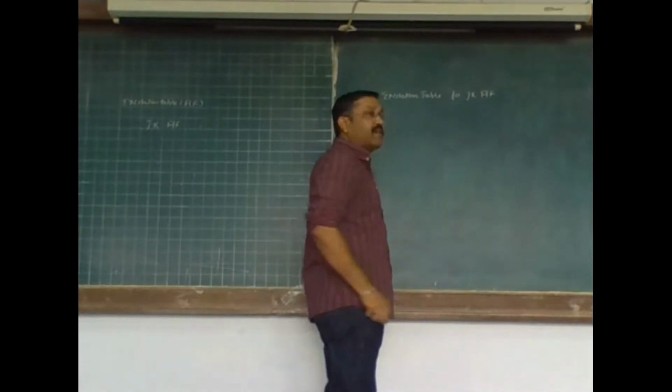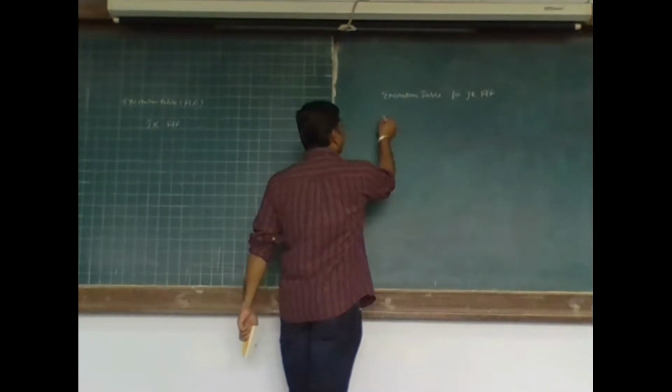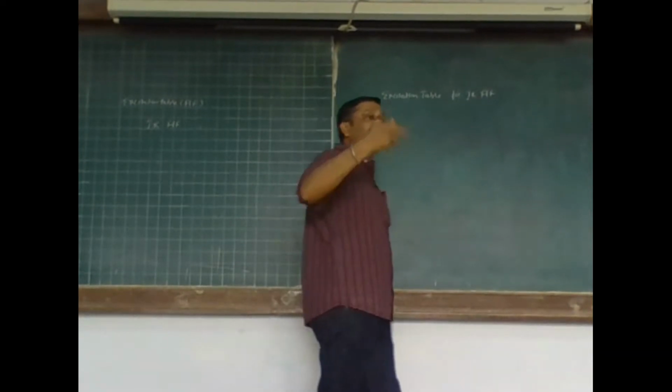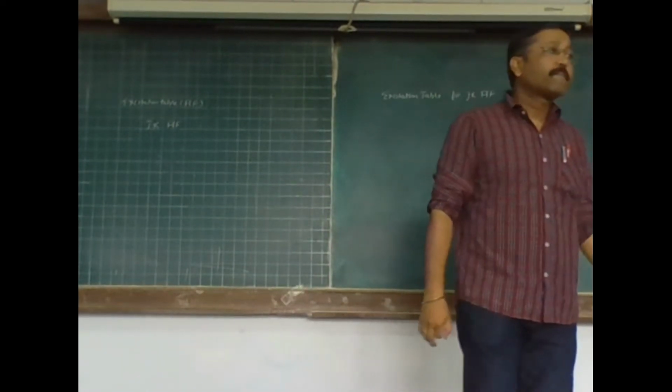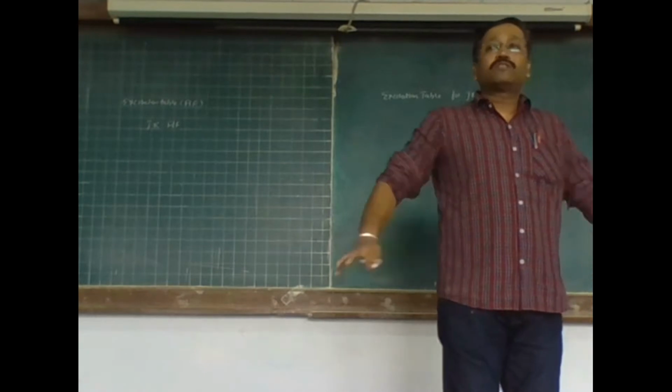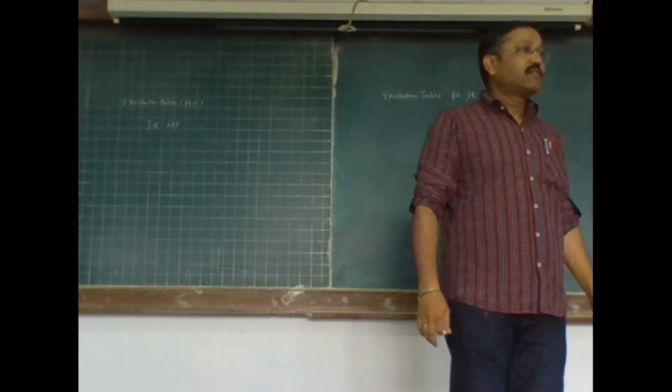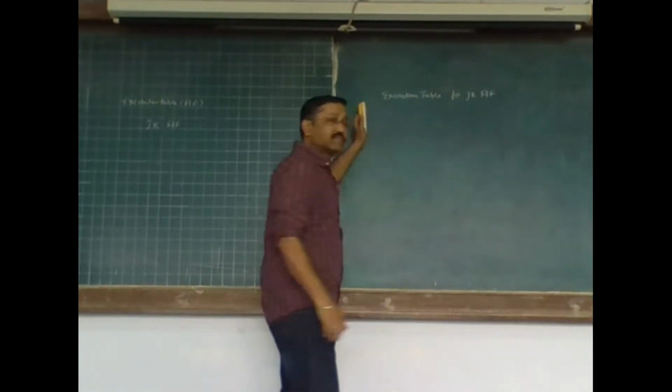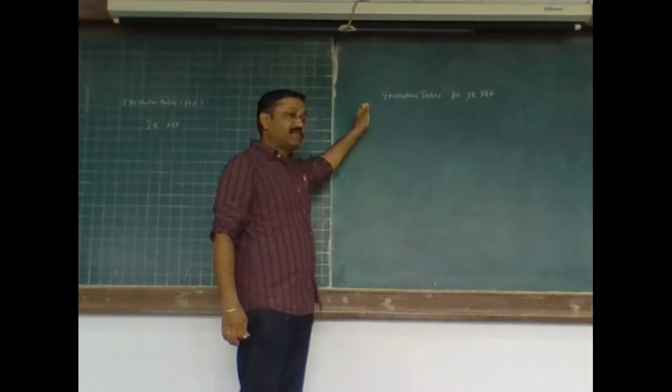In the case of the excitation table for the JK flip-flop, your inputs will be now... How did we do it last time? See what we did: we have to follow the same procedure. What should I write now? Here, truth table.